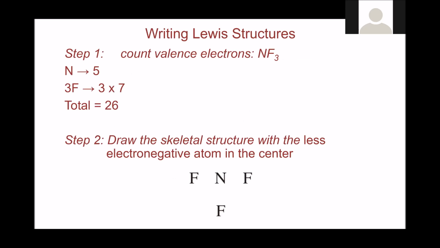NF3. If you count the number of valence electrons, nitrogen is 5. 3 fluorines, each one is going to have 7, so 3 times 7 is 21, a total of 26. The second step is drawing the skeletal structure with the least electronegative in the middle, which is nitrogen in this case. And then you surround it with the other atoms in all directions. And you start forming at least one bond between each one of the atoms and the central atom.